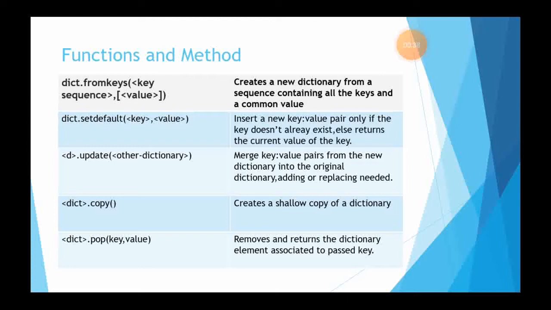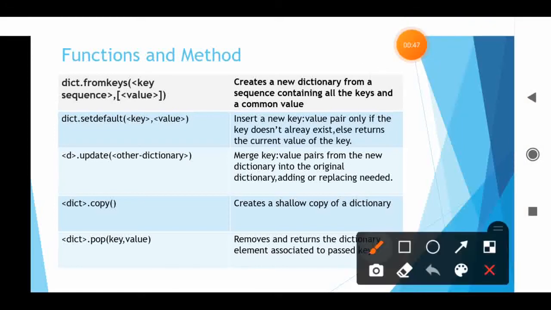The next method is the copy method. What is the syntax for writing this? Dictionary name dot copy. It creates a shallow copy of the dictionary.